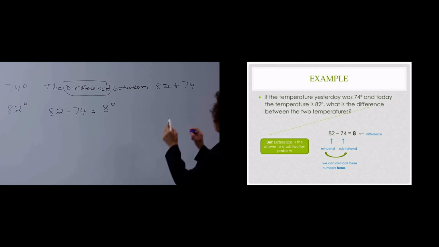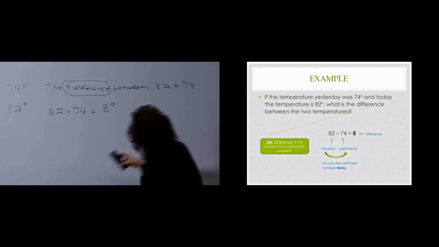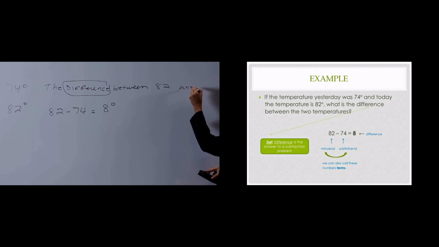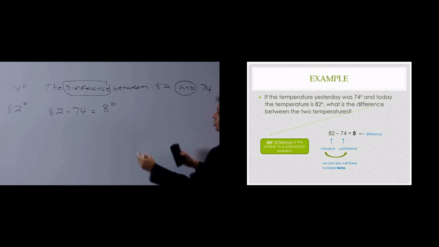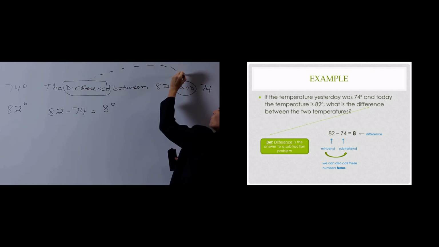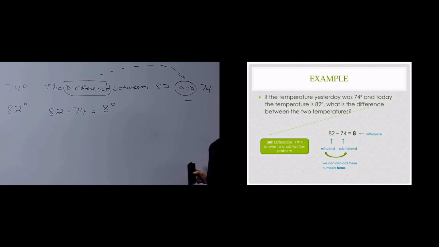Again, I want to talk about this word and I actually put it in symbols. I'm going to take it out of symbols and write the whole word out just so you can see. Okay? This word and, again, told us where to put the subtraction sign. So difference told us to subtract, but and told me where to put the subtraction sign. So it's 82 minus 74, and that's where you got your 8 degrees.